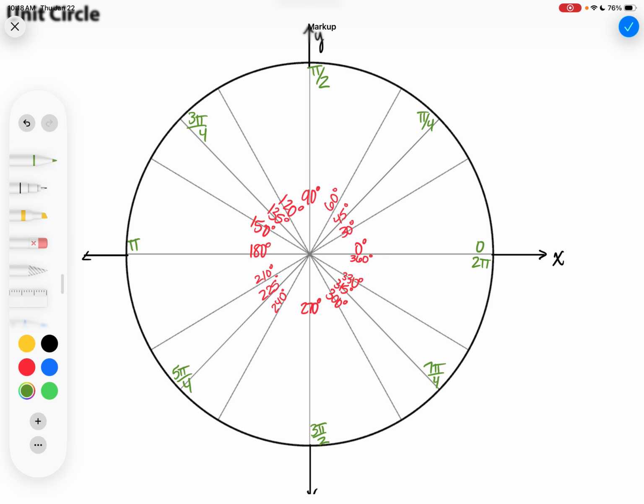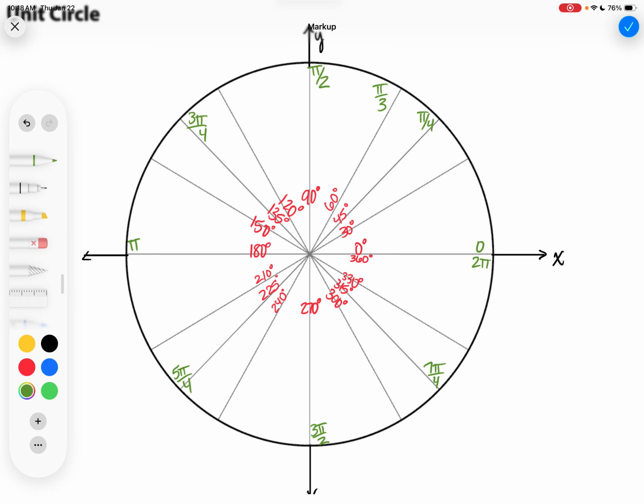All right, so the next one I'm going to do are increments of 60 degrees, and you'll see why once I go back and do 30 degrees. But increments of 60 degrees, how many times can I divide 180 by 60? 3. So there's going to be 3 sections. So the denominator of that is 3. So at 60 degrees, this is pi over 3.